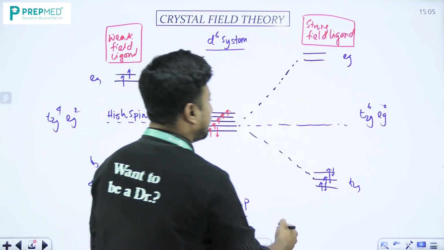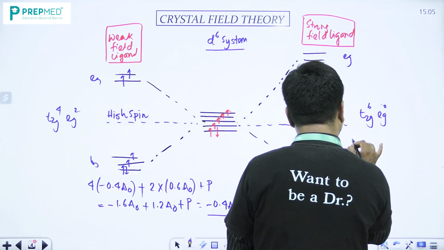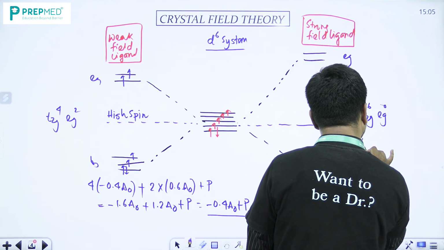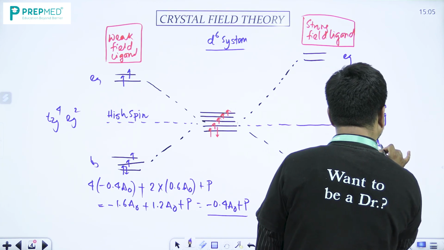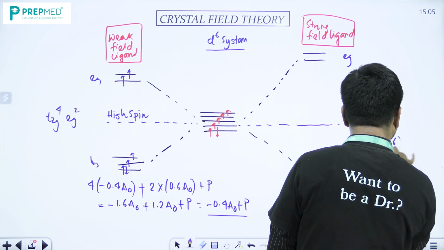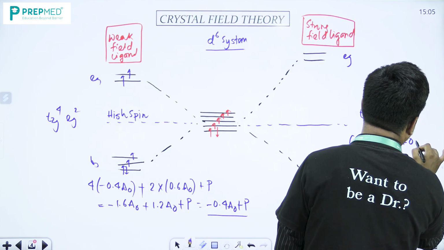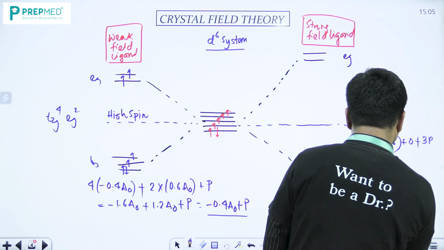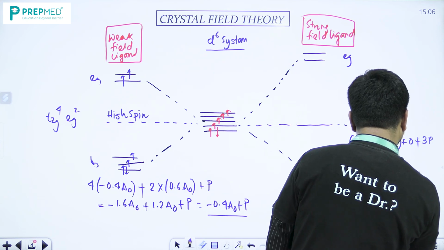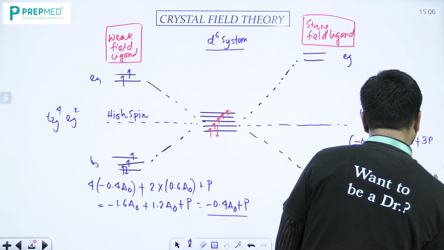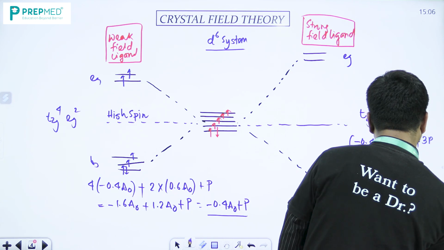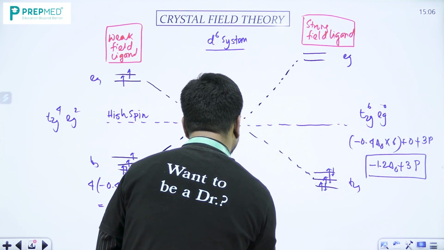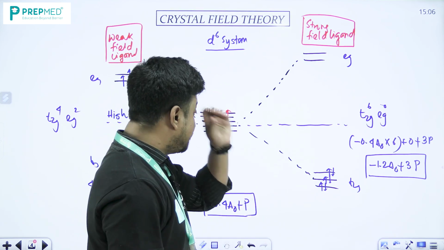Now beta, for this case, how much will we get? The contribution from EG will be 0. So I will write minus 0.4 delta O into 6 plus 0, plus there are 3 paired electrons, so 3P. Now in this case, I will write minus 2.4 delta O plus 3P. Now see, in both cases, if I see the value, in this case your pairing energy is higher.